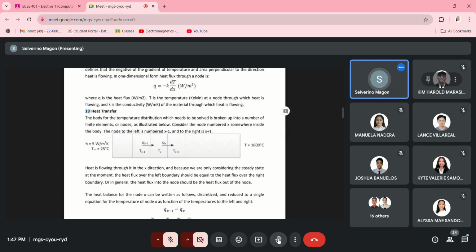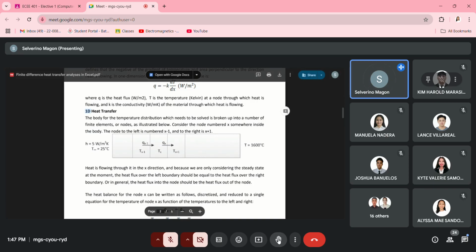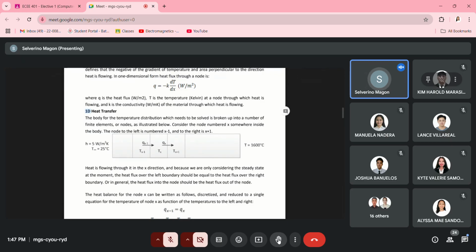For each node that we'll be working with, we're going to have to establish the equations. What we know here is that for each node Tx, the temperature is affected by the adjacent nodes. The one from the left is something we refer to as Tx minus 1, and the one to the right is Tx plus 1.